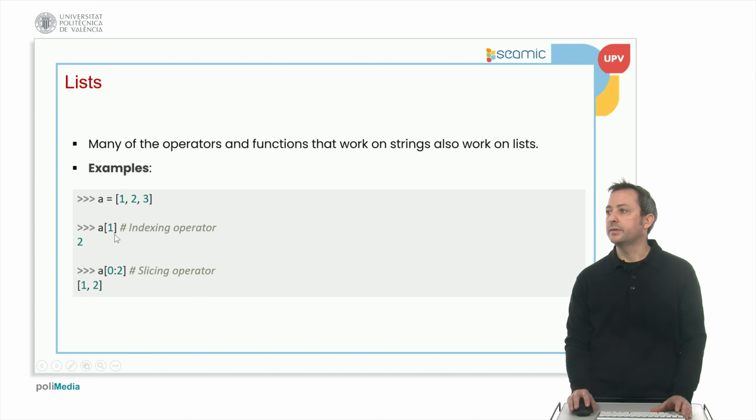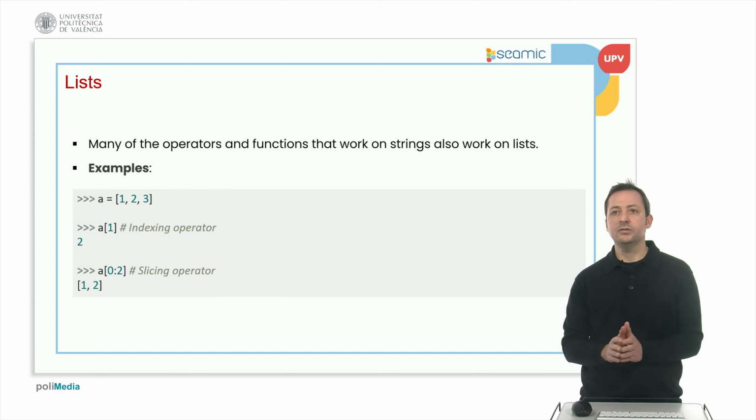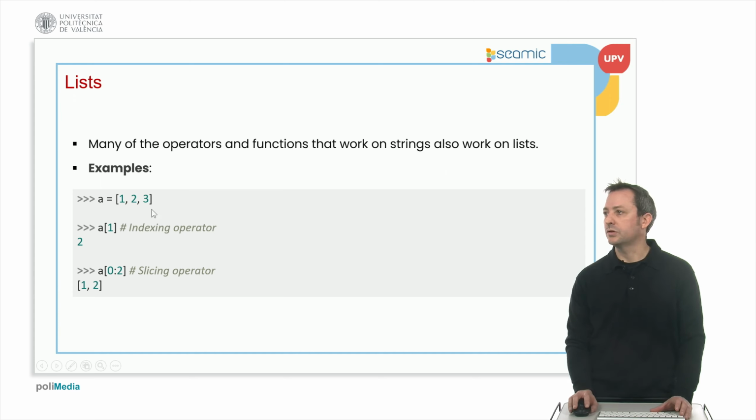In addition, apart from this definition, we can access the element of a specific position by using the indexing operator brackets. This is quite similar to what we did in strings. So, in this example, we are retrieving the element of position 1, taking into account that the first element is position 0, so this will be the element in position 1. In addition, we can use the slicing operators to retrieve elements from an initial position until an end position.